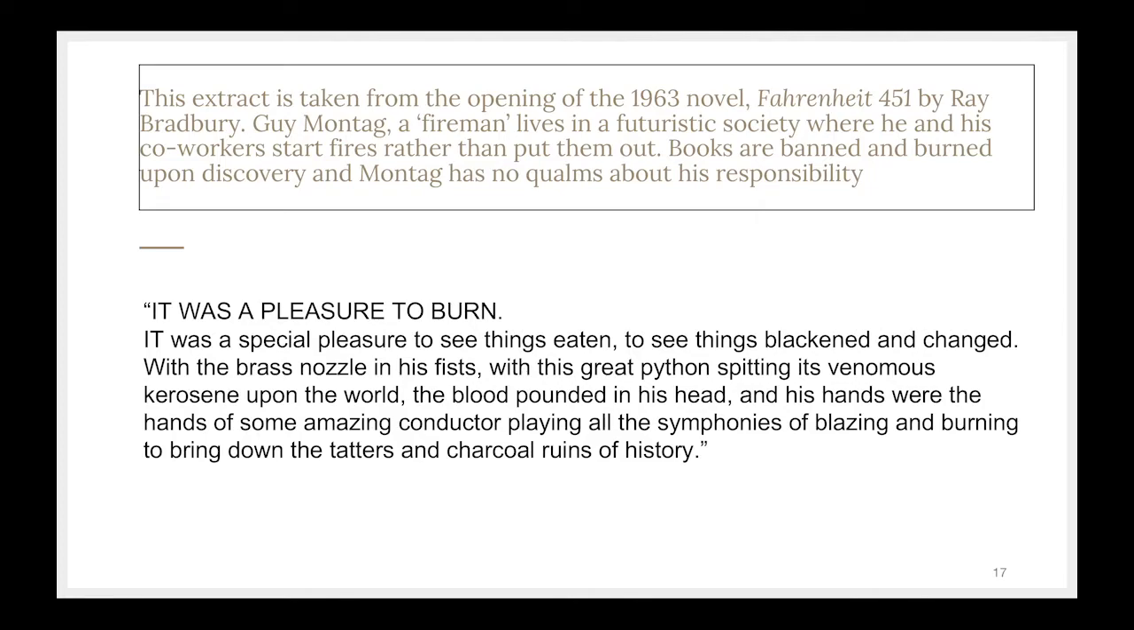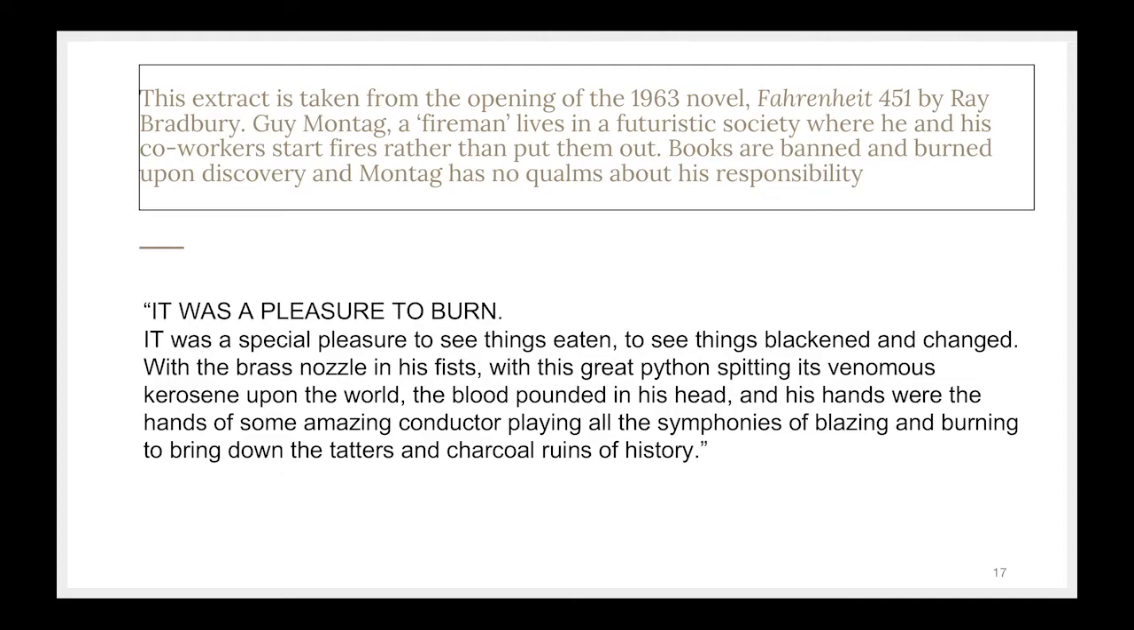It was a pleasure to burn. It was a special pleasure to see things eaten, to see things blackened and changed. With the brass nozzle in his fists, with his great python spitting its venomous kerosene upon the world, the blood pounded in his head, and his hands were the hands of some amazing conductor, playing all the symphonies of blazing and burning to bring down the tatters and charcoal ruins of history.